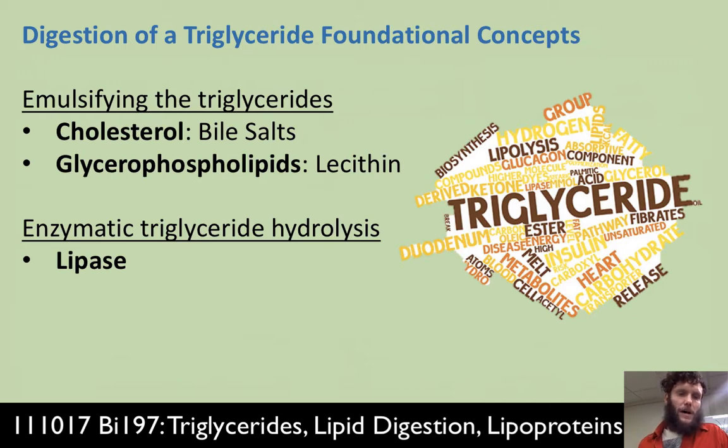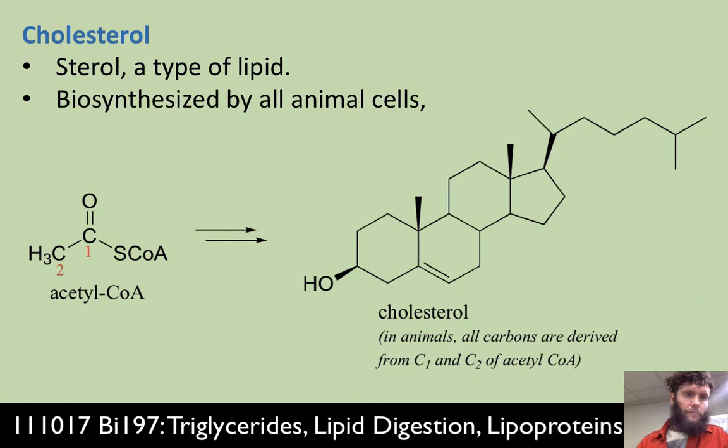And then the other concept we'll have to visit in talking about emulsification is what are called glycerophospholipids, an example of which is lecithin. We used lecithin in lab, didn't we, as an emulsifier? Okay. So first, cholesterol. It's sort of the mother molecule of a category of compounds called sterols. And sterols are themselves a type of lipid.